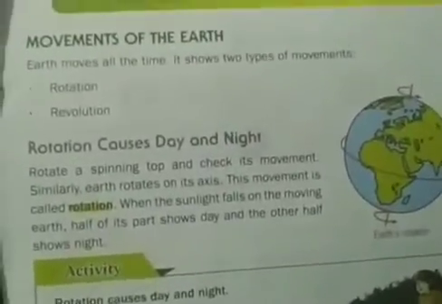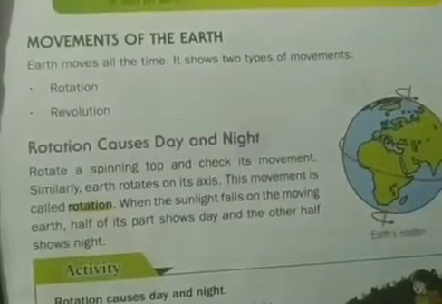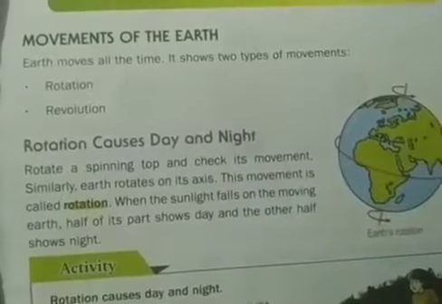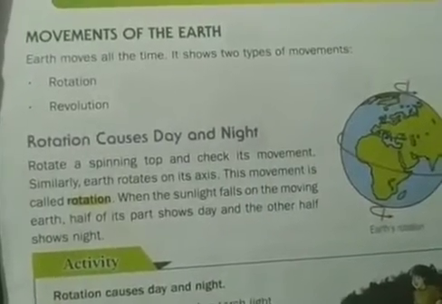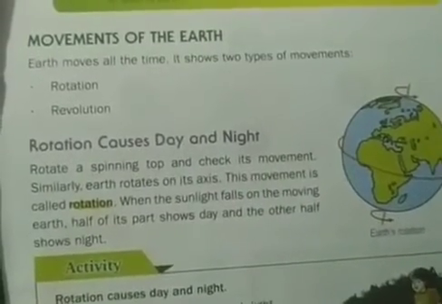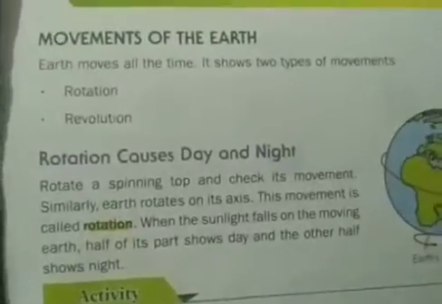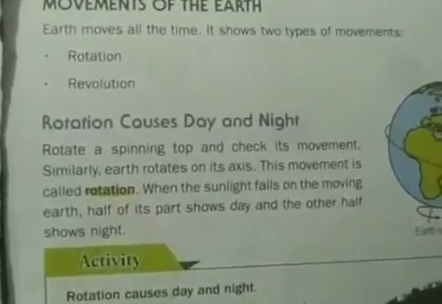So what is rotation? Rotation means when earth spins on its axis and it takes 1 day to do so. In 1 day, earth makes one rotation on its axis. So rotation causes day and night.